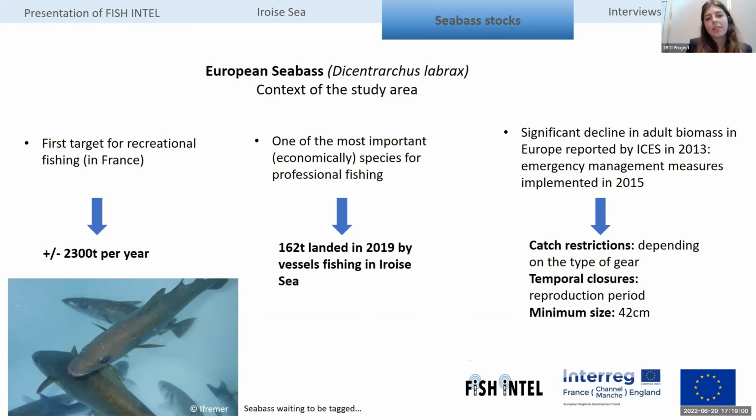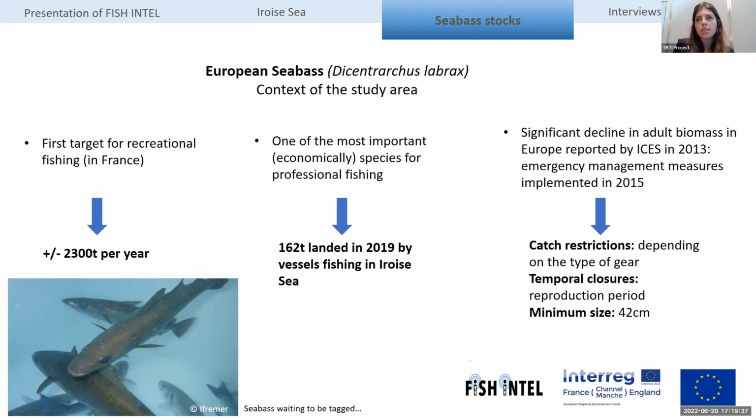To get back to the European sea bass in this area, it is one of the most important species, economically speaking, for professional fishing in this sector. It is the second species landed, with 162 tons landed in 2019 by the vessels that fish quasi exclusively in this sector, and it is the first target for recreational fishing in France, with more or less 2,300 tons per year, according to Ifremer data.